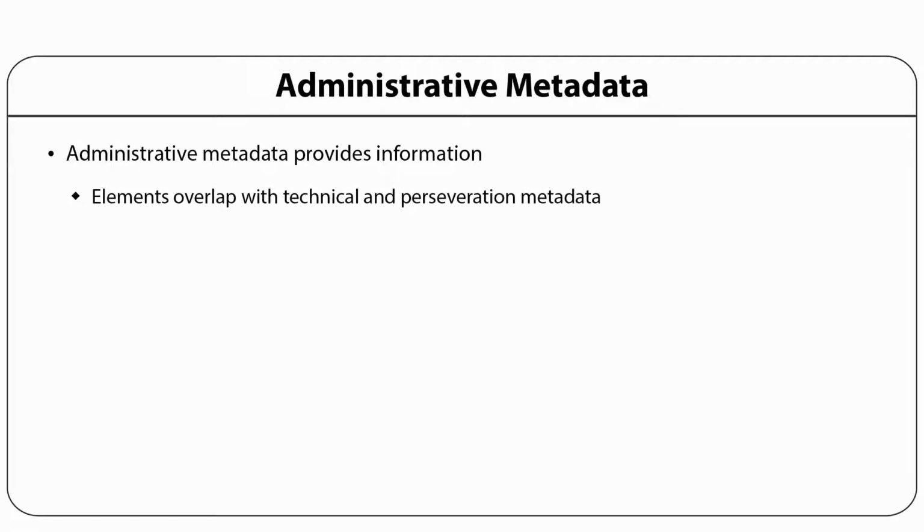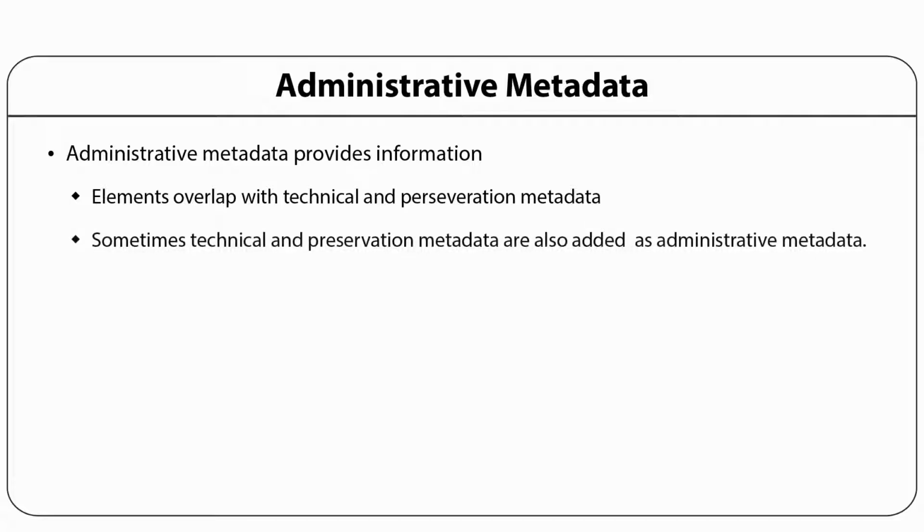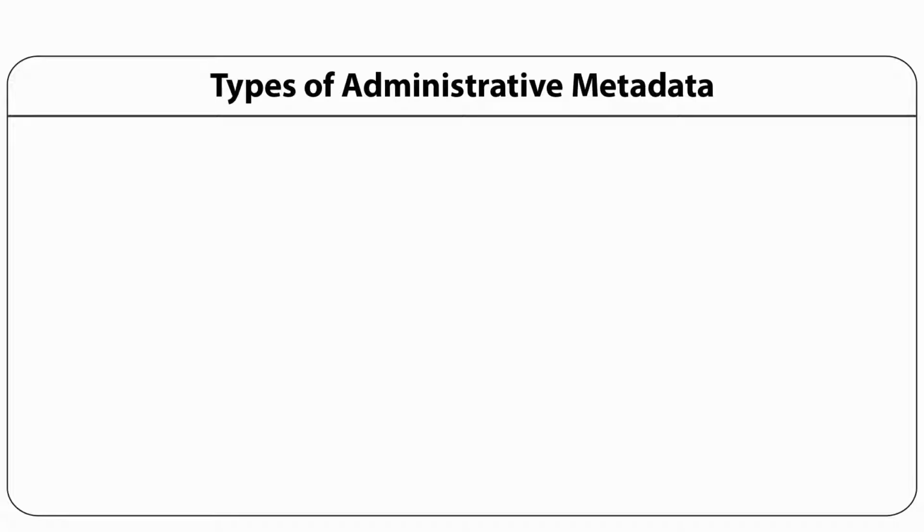Elements in administrative metadata can overlap with technical and preservation metadata. Sometimes technical and preservation metadata are also added as administrative metadata. Example, METS. METS includes technical and preservation metadata in its administrative metadata section. Types of administrative metadata. There are 4 types of administrative metadata available. First one is technical metadata, second one is intellectual property rights metadata, third one is source metadata, and fourth one is digital provenance metadata.